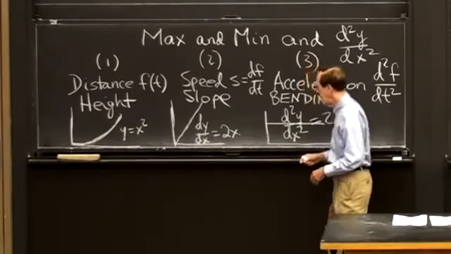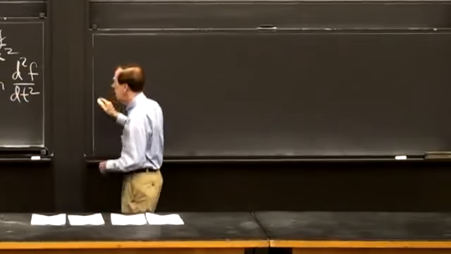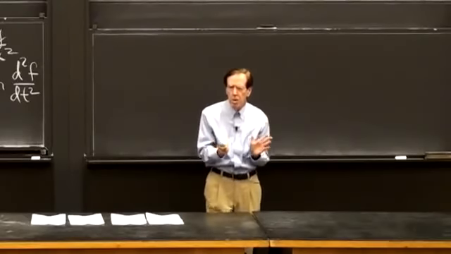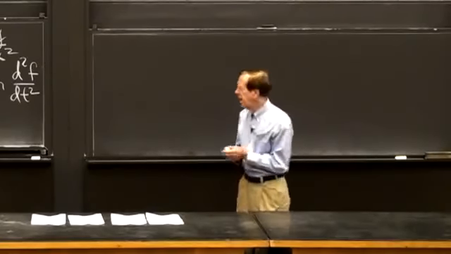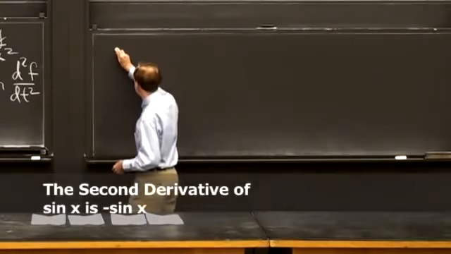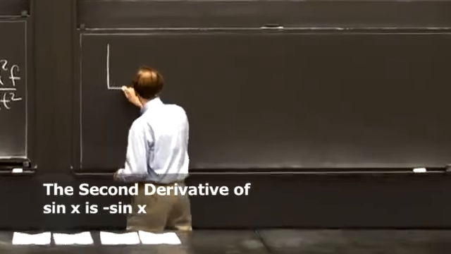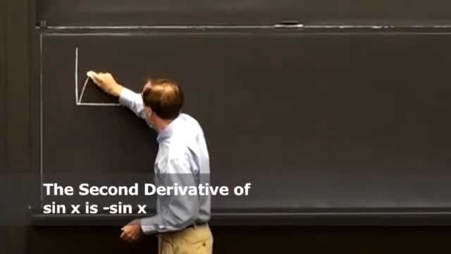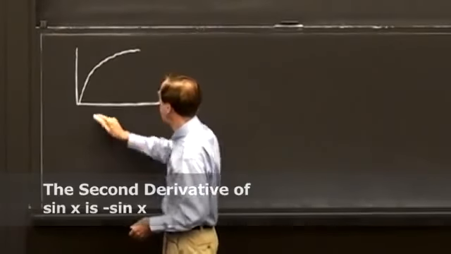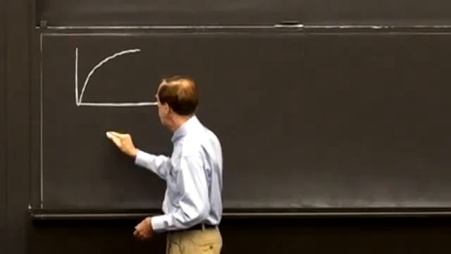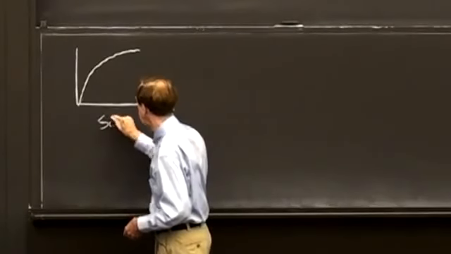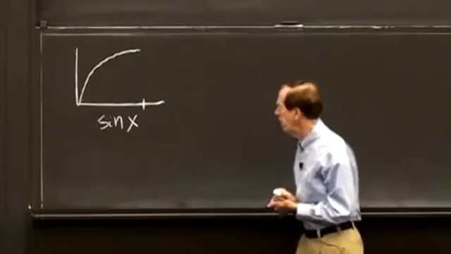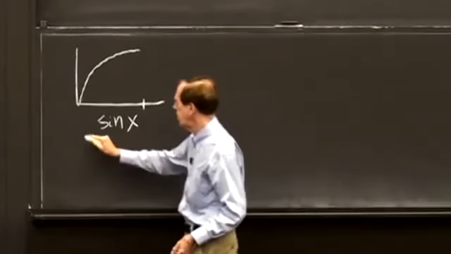Let me take a second example now, an example where not everything is positive. So I'll take, let's make it familiar, sine x. So sine x starts out like that. This is a graph of sine x up to 90 degrees, pi over 2. So that's y equals sine x.